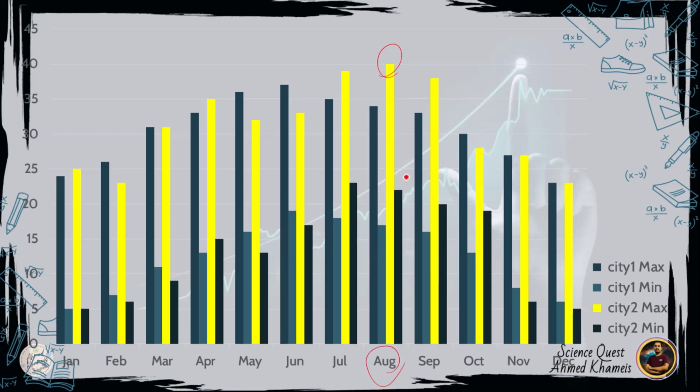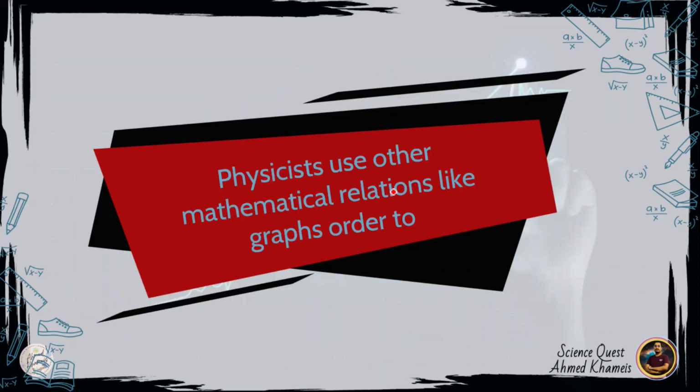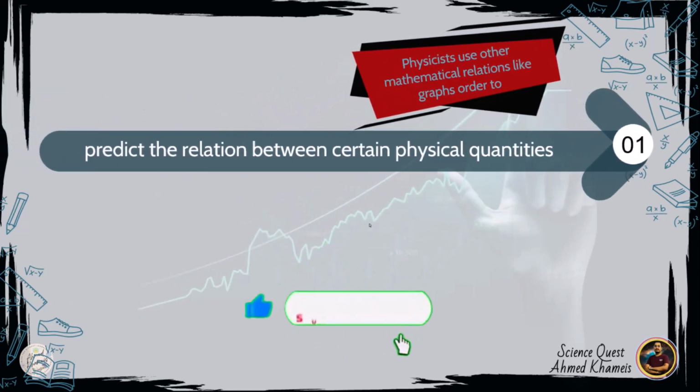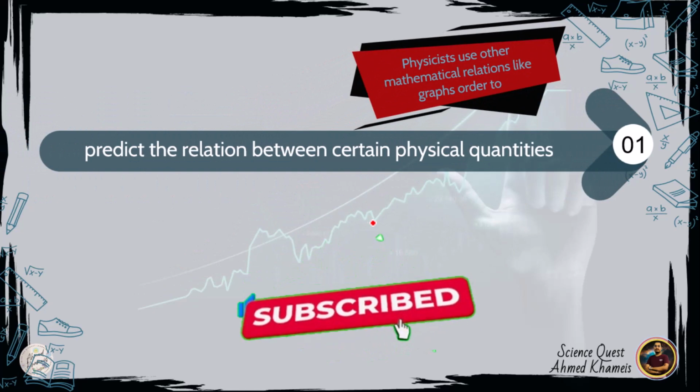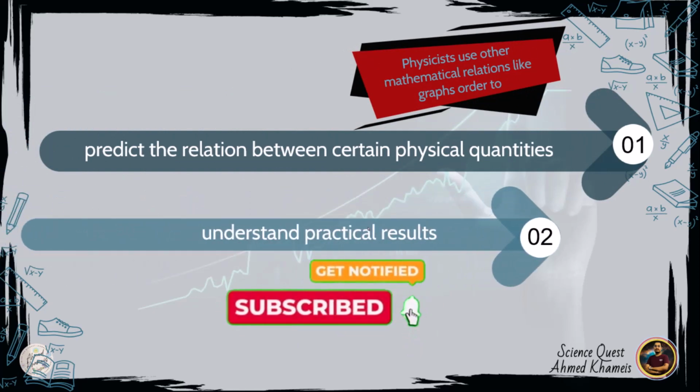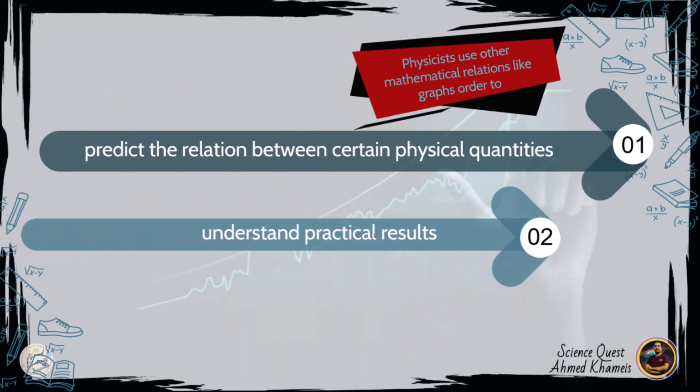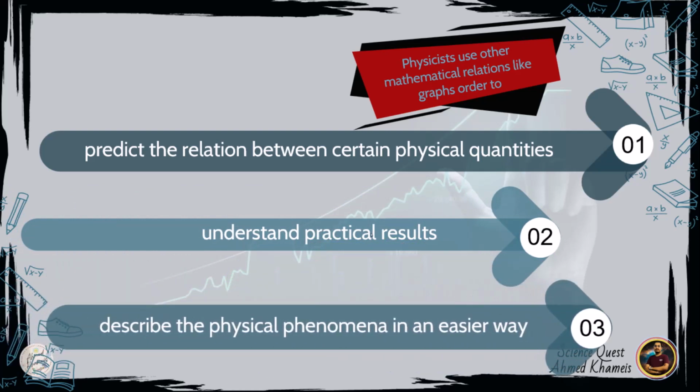So scientists, physicians, and mathematicians use relations like graphs in order to predict the relation between certain physical quantities, understand the practical results, and describe the physical phenomena in an easier way. So we use graphs to make it easy for us to study the physical quantities and the relations between them, and to understand the data with more ease.